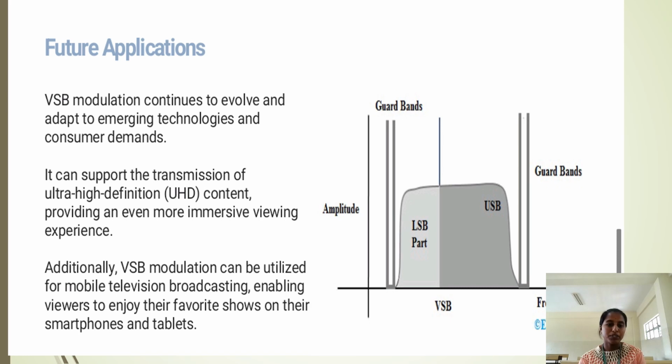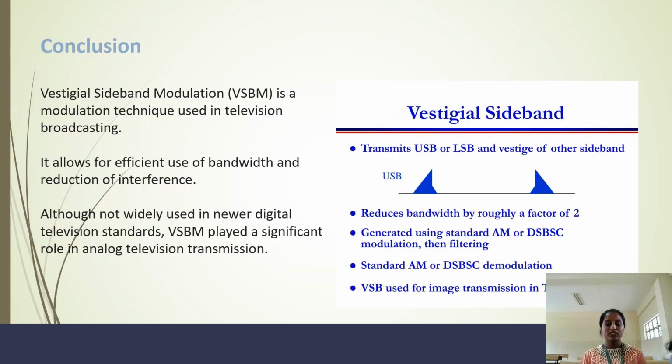Next, we can see how we can apply it in future applications. Vestigial sideband modulation continues to evolve and adapt to emerging technologies and consumer demands. It can support the transmission of ultra-high definition content, providing an even more immersive viewing experience. Additionally, vestigial sideband modulation can be utilized for mobile television broadcasting, enabling viewers to enjoy their favorite shows on their smartphones and tablets.